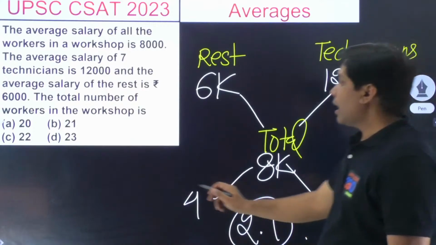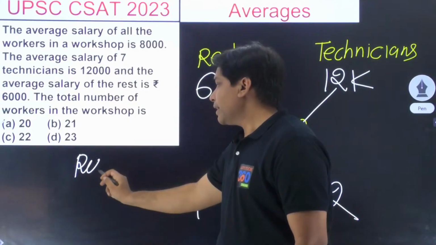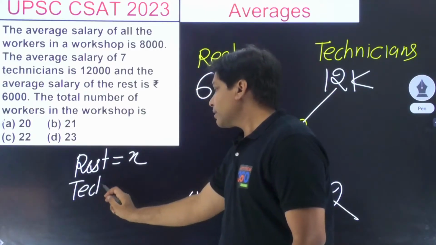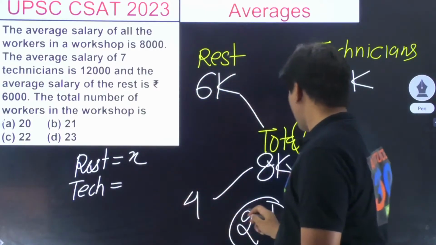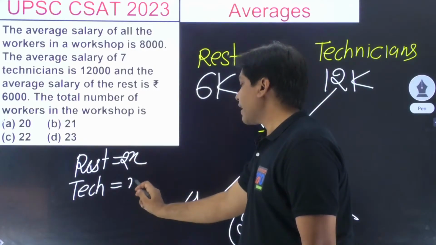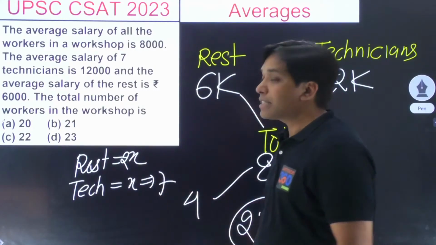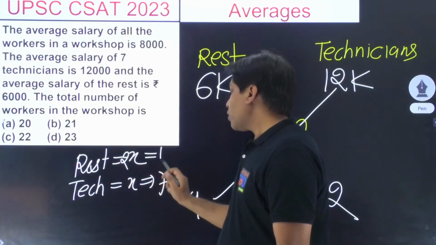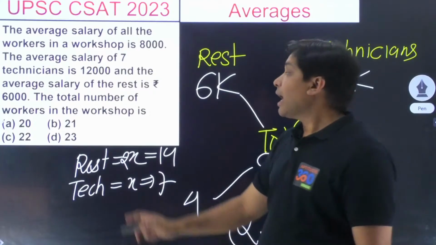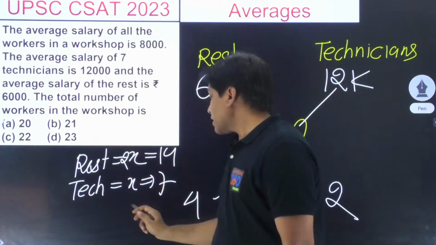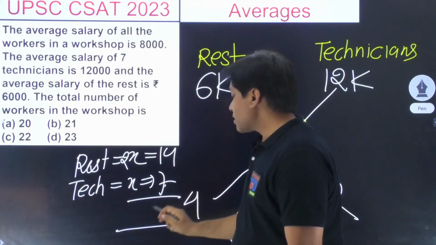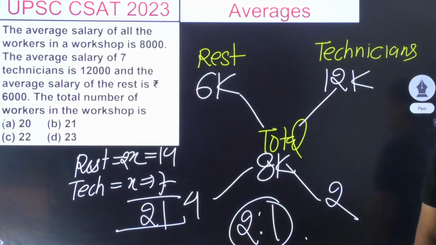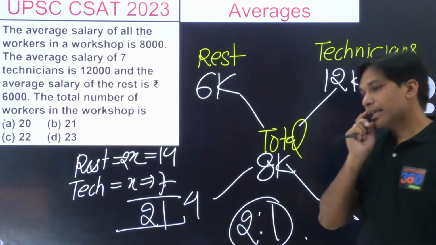And others, the rest, should be 2x, and technicians should be x, and the problem has told you that there are 7 technicians. So if x is 7, what is the value of 2x? It is 14, and the total number of workers will come out as this plus this, which is 21.